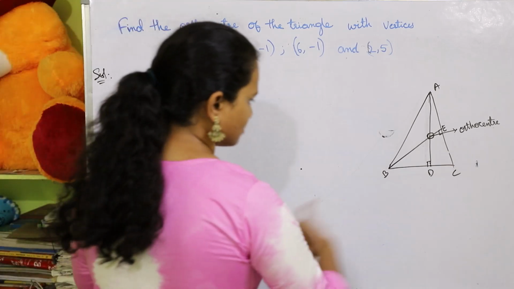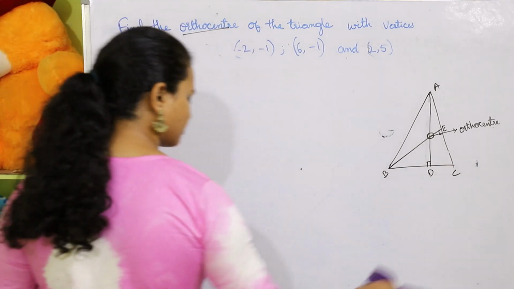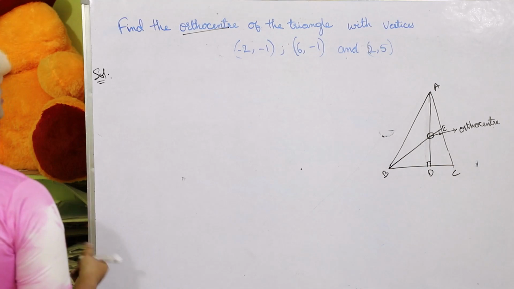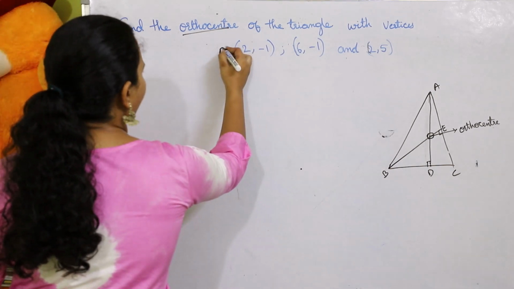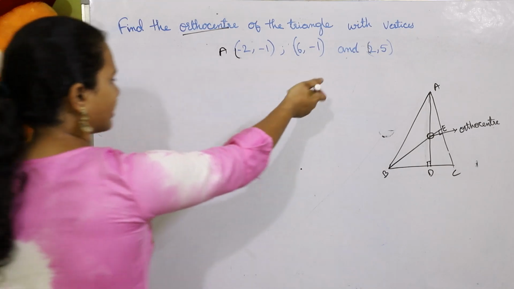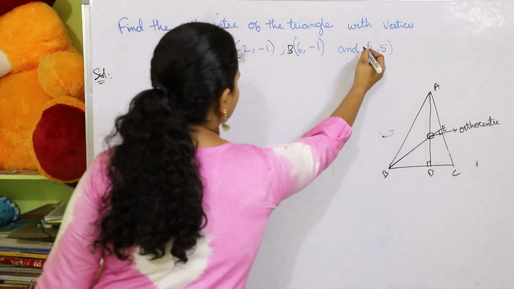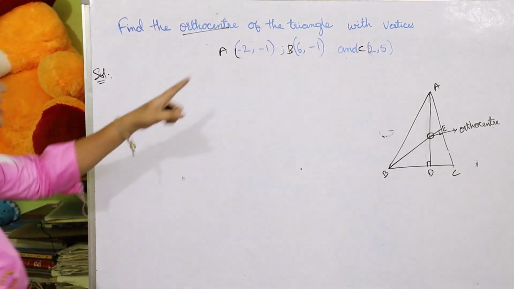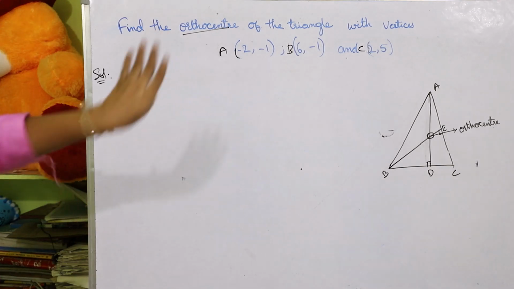So let us start our process. Let this be point A, where the vertices for A are -2, -1. B is 6, -1. And this is C, where the vertices of C are 2, 5.